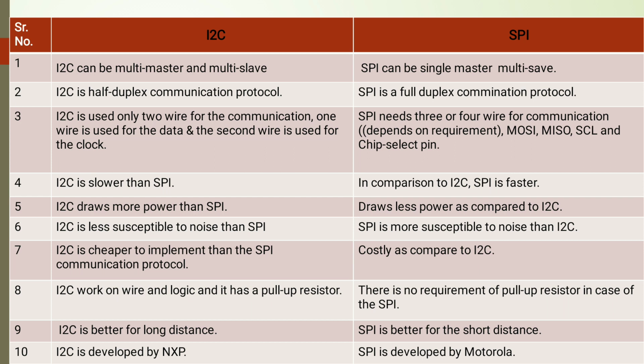As compared on the economic constraint, SPI is more costly than I2C, as the circuit complexity is more in case of SPI as compared to I2C. But line terminating resistors are required in I2C, whereas there is no requirement of line terminating resistance in SPI communication protocols. So these are the communication protocols used in PIC microcontrollers. As we discussed, USART transmitter and receiver working, after that SPI communication protocol and I2C communication protocol.